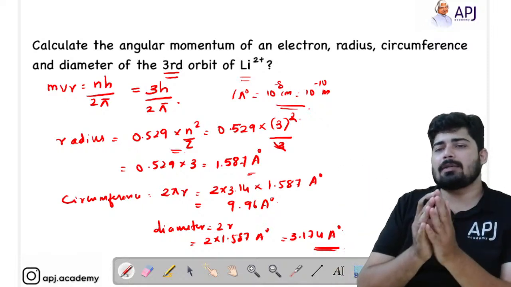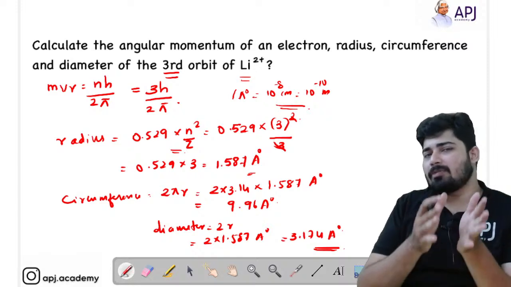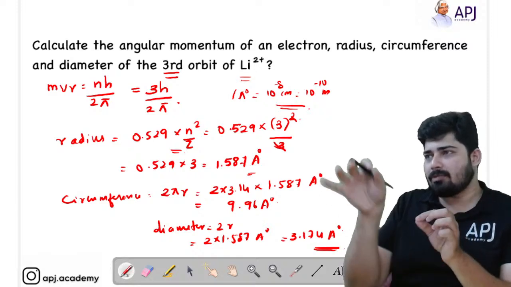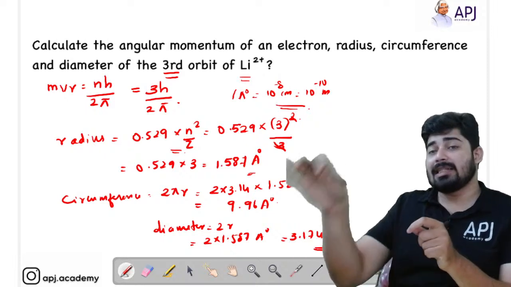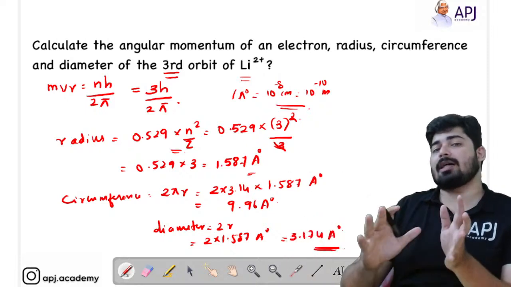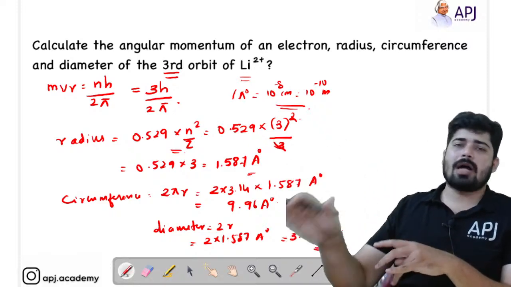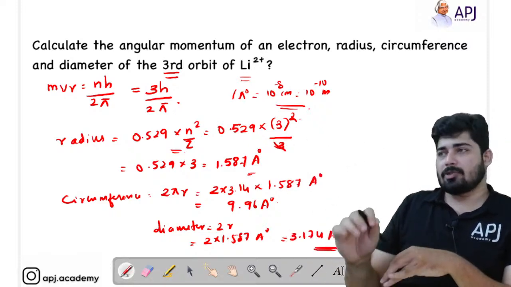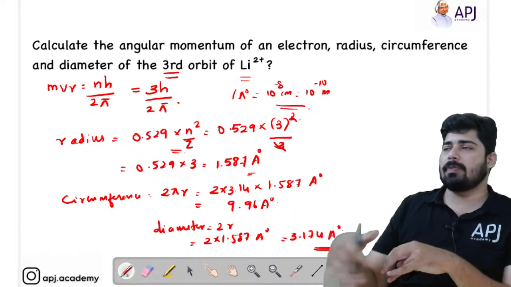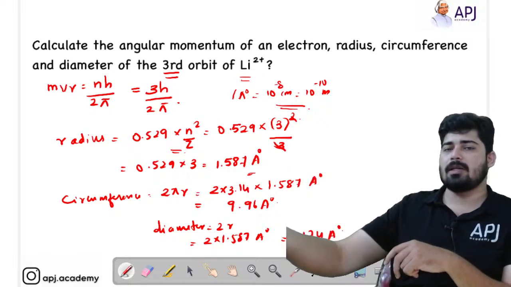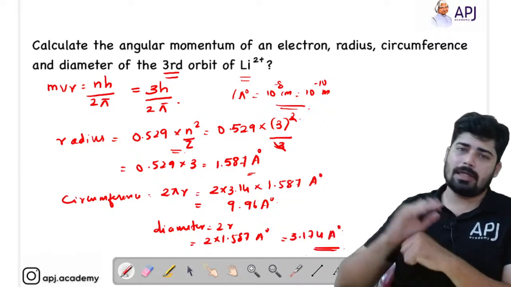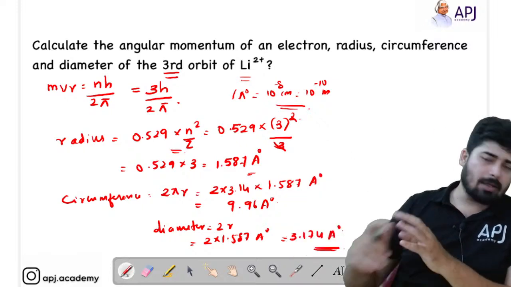So first one, they asked you about the angular momentum. You know that Bohr said that the angular momentum will be an integral multiple of h by 2 pi. So whenever you are asked to find out the angular momentum, you have to only look into which orbit it lies. If it is in the first orbit, then it is h by 2 pi. If it is in the second orbit, it is 2h by 2 pi. If it is in the third orbit, then it will be 3h by 2 pi. That's all about the angular momentum.